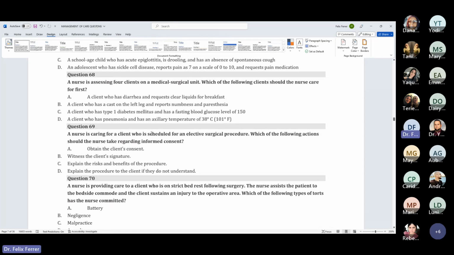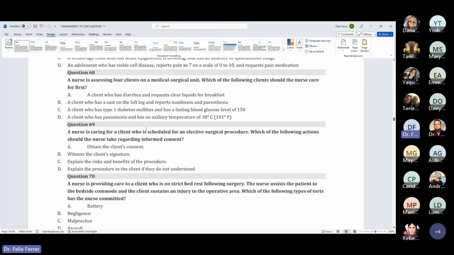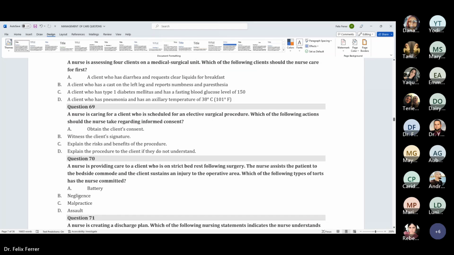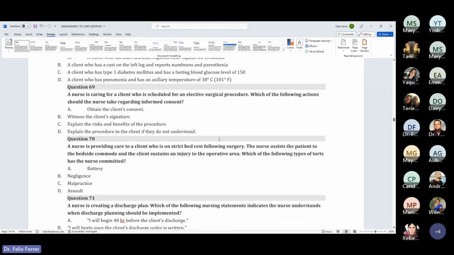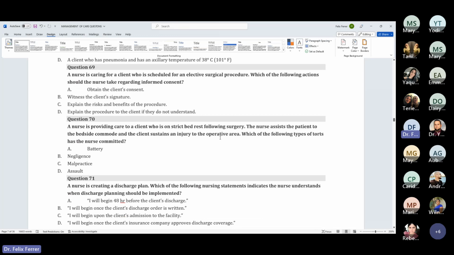A nurse is assessing 4 clients on a medical surgical unit. Which client should the nurse care for first? B. Compartment syndrome, right? Yeah.